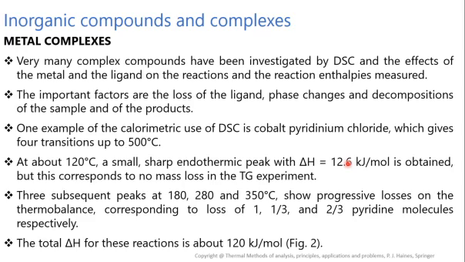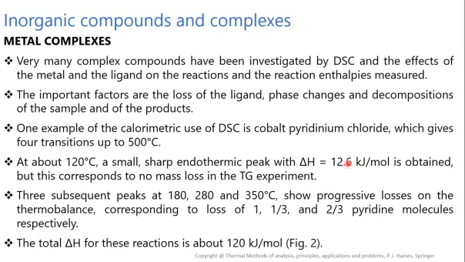So the important factors are the loss of the ligands, changes and decomposition of the sample or the product. So one example of calorimetric use of DSC is cobalt-pyridinium chloride, which gives 4 transitions up to 500 degrees Celsius. Okay. At about 120 degrees Celsius, a small endothermic peak having the enthalpy change of 12.6 kilojoule per mole is obtained. But this corresponds to no mass loss in the TG experiment.